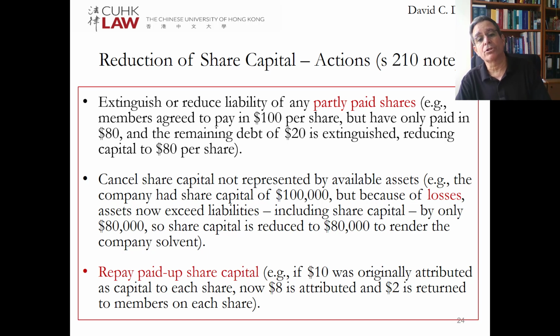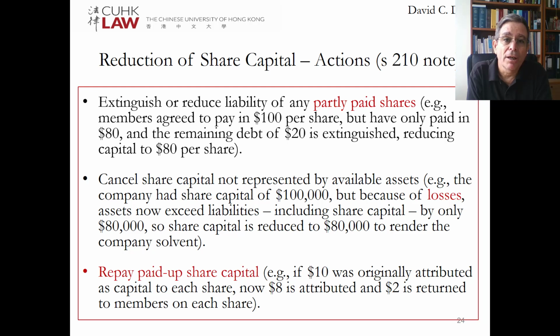It's also possible to cancel shares not represented by available assets. And this would be if the company is losing money. And remember, I mentioned that the share capital will be technically placed on the liability side of the balance sheet, and that's to ensure that the liabilities plus the share capital will always be at least equaled by the assets. And so if the assets were to be reduced by losses to the point where the share capital plus the liabilities are no longer covered by assets, then what we could do would be to decrease the share capital and thereby decrease the liability side of the balance sheet, which would in effect move funds over to the asset side of the balance sheet, and that would allow the company to continue to exist in a solvent manner without adding extra funds to the company.